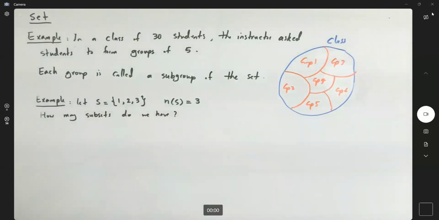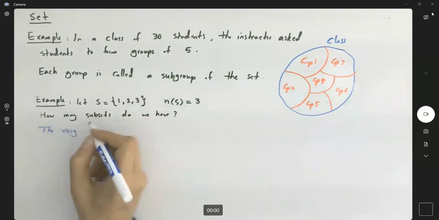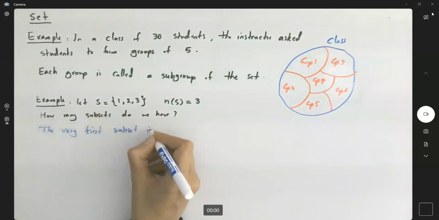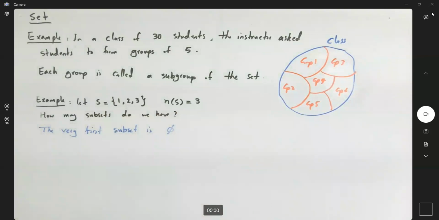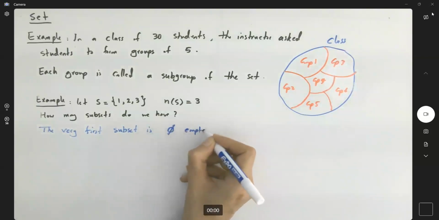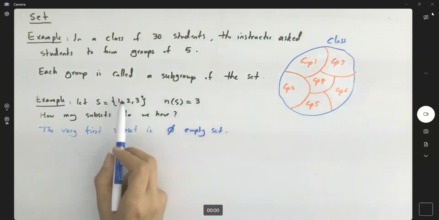The very first subset is the empty set. Wherever you go, whenever you have a set, the very first subset that you're going to introduce for a set is going to be the empty set. The next subsets that you're going to take are those with only 1 member.